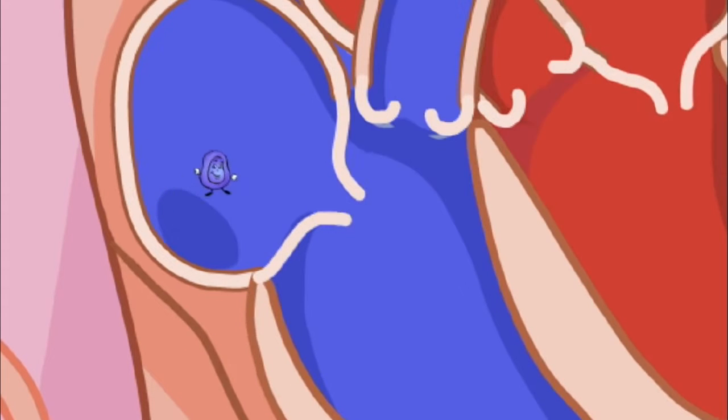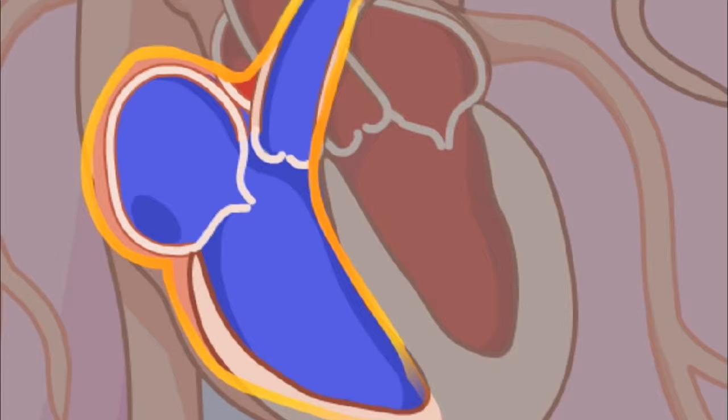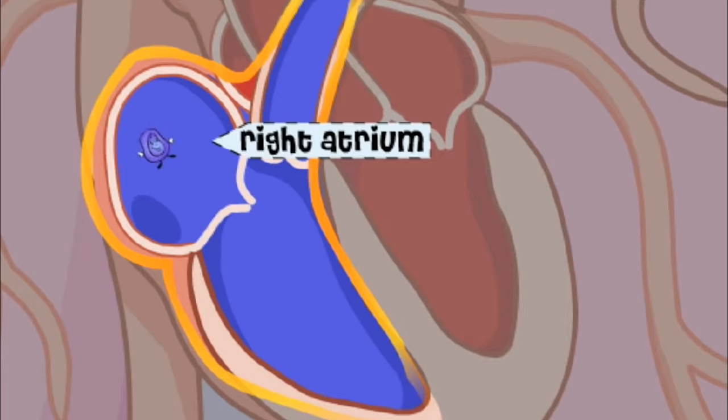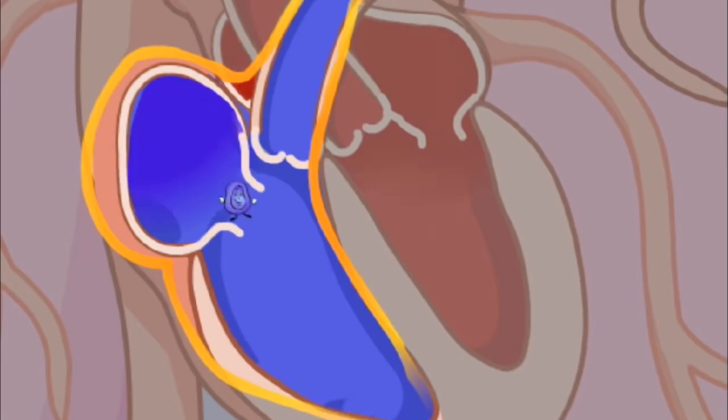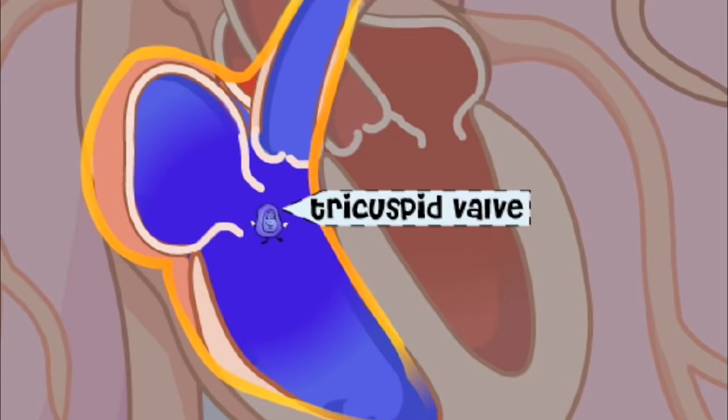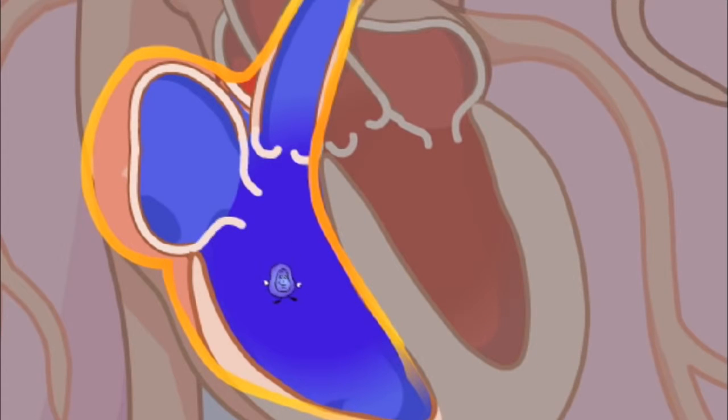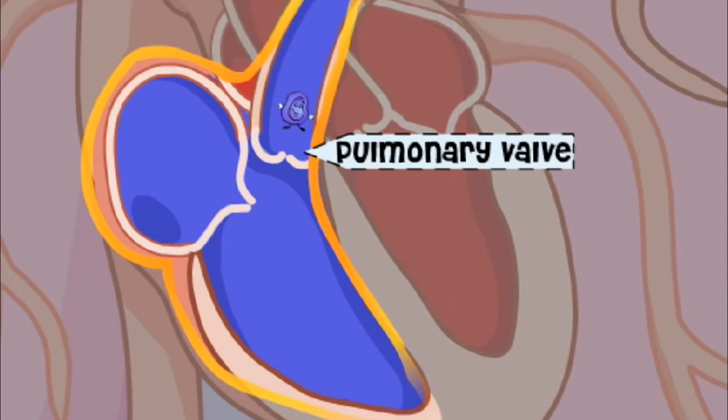Right now, I am entering the right side of the heart. I go through the first room called the right atrium, through the first door called the tricuspid valve, and through the second room called the right ventricle, and through the second door called the pulmonary valve.